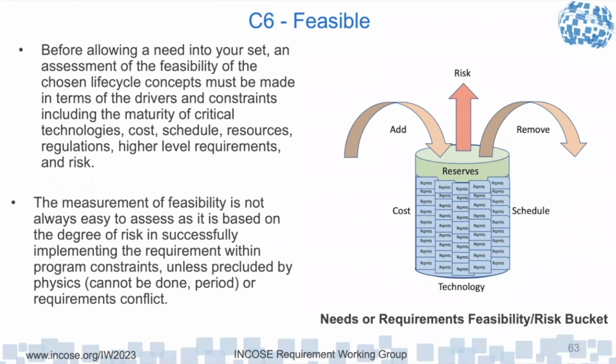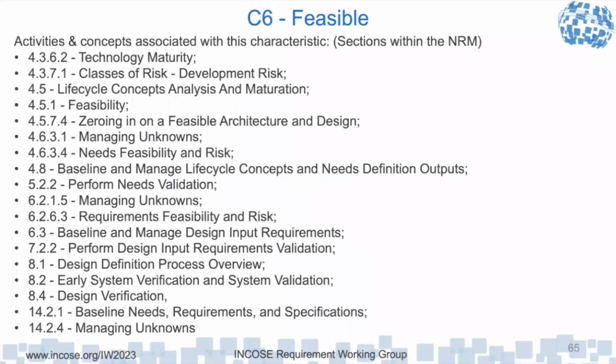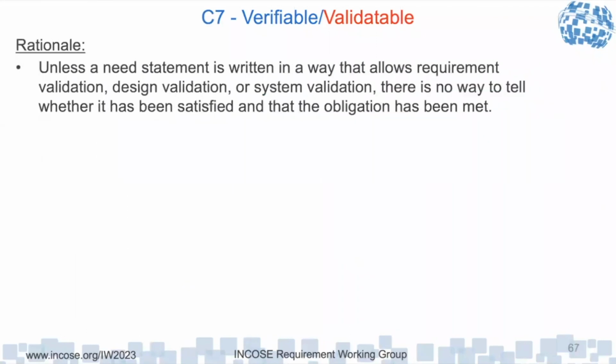We've seen too many failed projects. We have rules, a set of attributes that we talk about that helps establish that characteristic. Looking ahead to system verification and validation, if you can't define the success criteria and your approach for how you're going to verify the system met that, then maybe it's not feasible. A lot of the activities we talk about concern technology maturity. And then we have verifiable and validatable. We add the validation there, so we're covering both needs and the requirements.